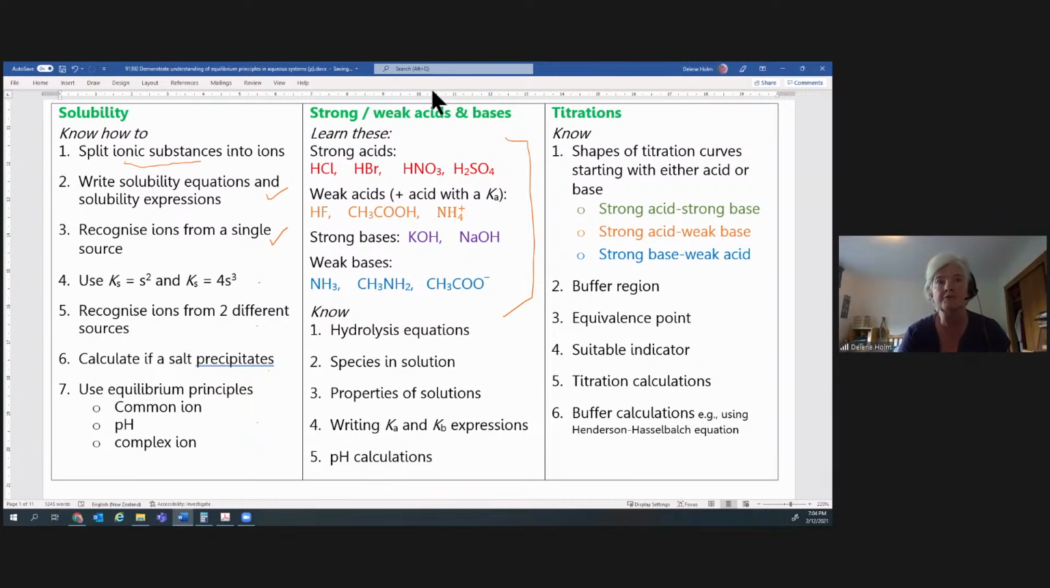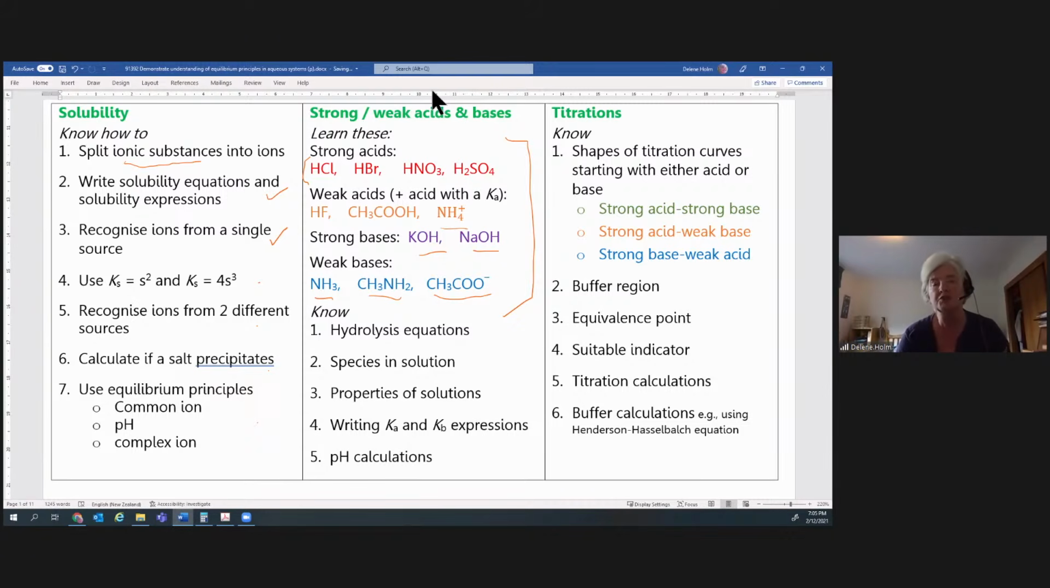So if they give you HCl, HBr, HNO3, or sulfuric acid, they would expect you to know that those are strong acids. If in the paper they give you HF or ethanoic acid or ammonium, then they expect you to know it's a weak acid. Similarly for strong bases, potassium and sodium hydroxides, and for weak bases, ammonia, methylamine, and then the ethanoate ion. So please make sure you know those.